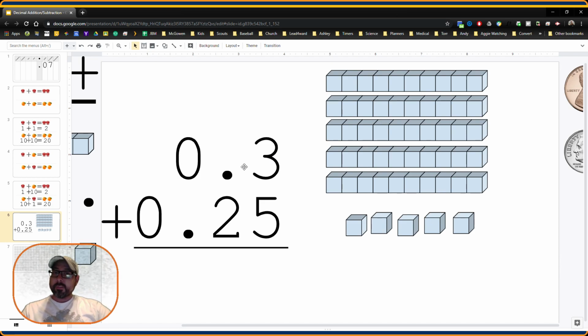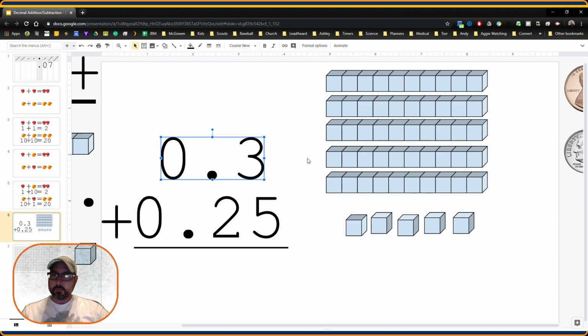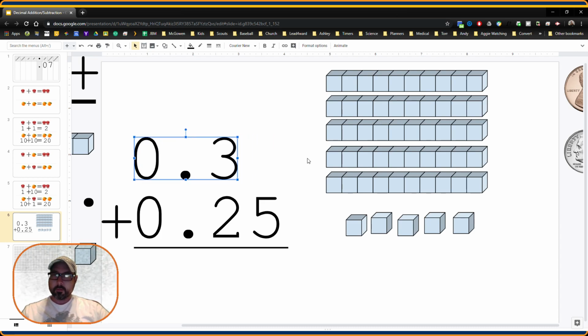So the mistake I made here is that I do not have my place value lined up. So if I take this and just scoot over a little bit, then I'm going to be in good shape. Now I have my 3 and my 2 tenths lined up correctly. So when I add them together, I'm going to get my 5 tenths here.